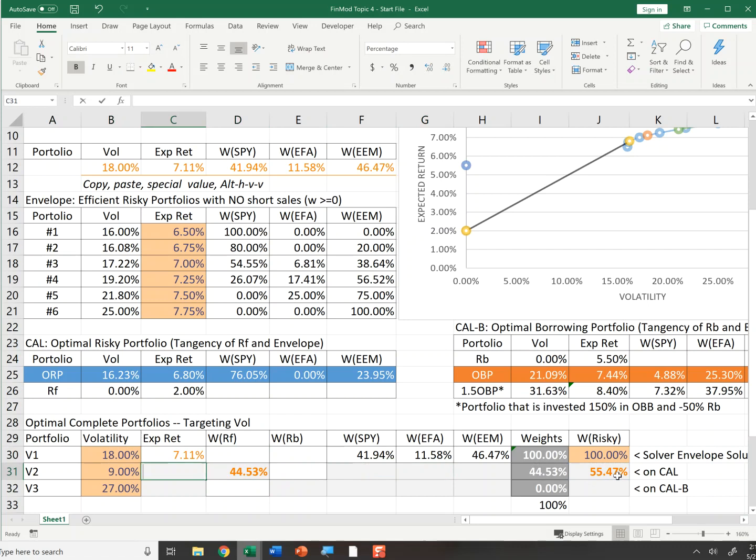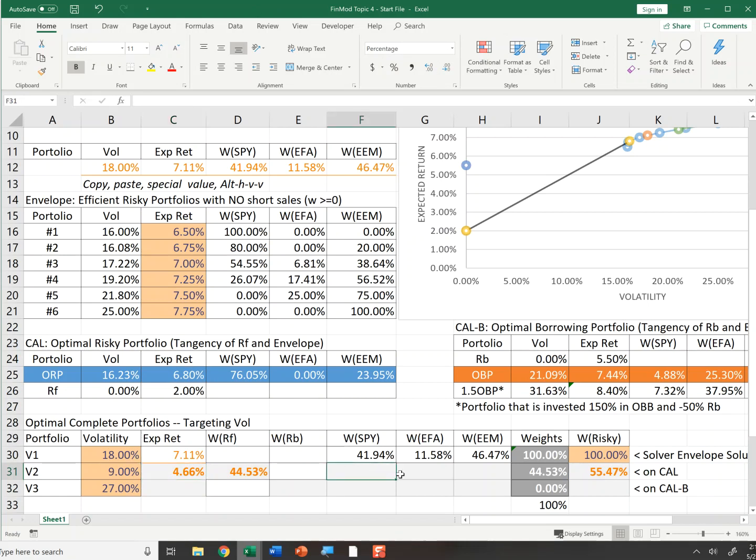The expected return of that portfolio, it's 55% invested in the optimal risky portfolio that has an expected return of 6.8, plus 44% invested in the risk-free asset. So I'll just say RF. So that portfolio is going to give me an expected return of 4.66%.